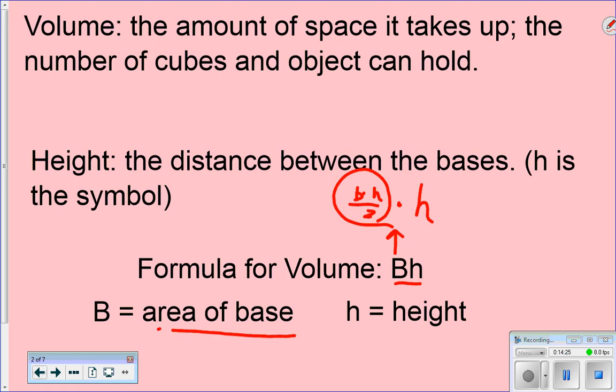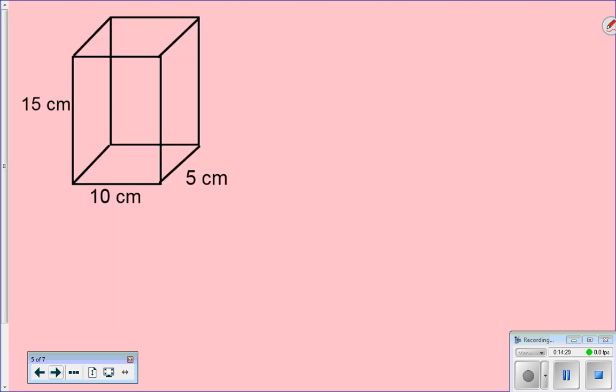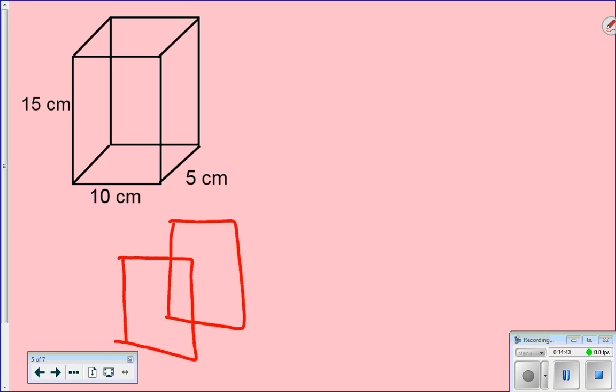All right, let's try another one. Let's try this one. It kind of looks like this. If you don't remember how to draw this one, do the back. There's my back, and there's my front. And then I'm going to connect the corners.